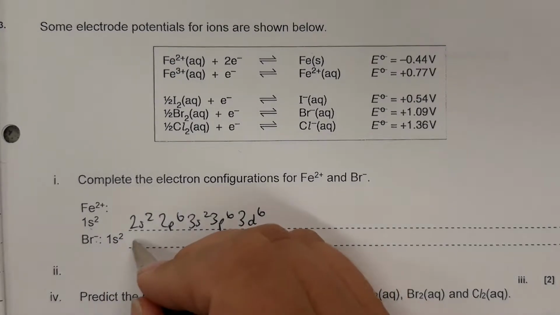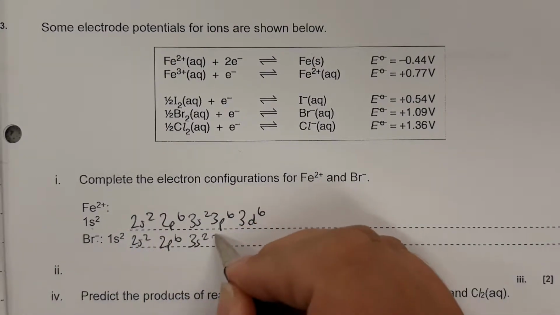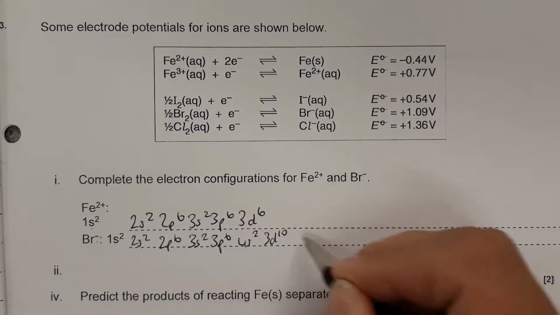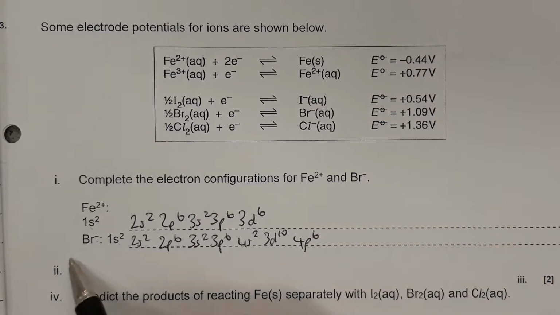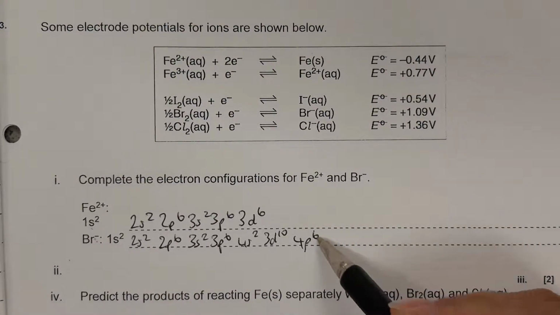And the bromide ion, 1s2, 2s2, 2p6, 3s2, 3p6, 4s2, 3d10, 4p6. So normal bromine is 4p5. This is a bromide ion. Add the extra electron on for 4p6.